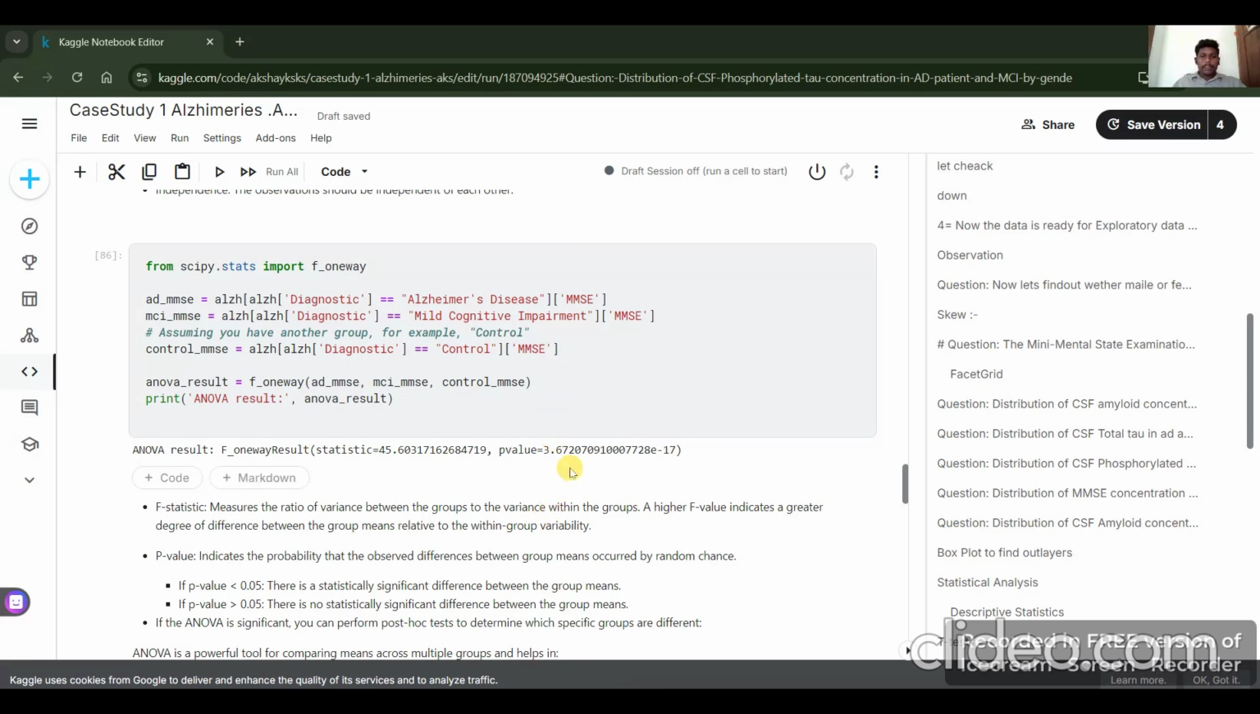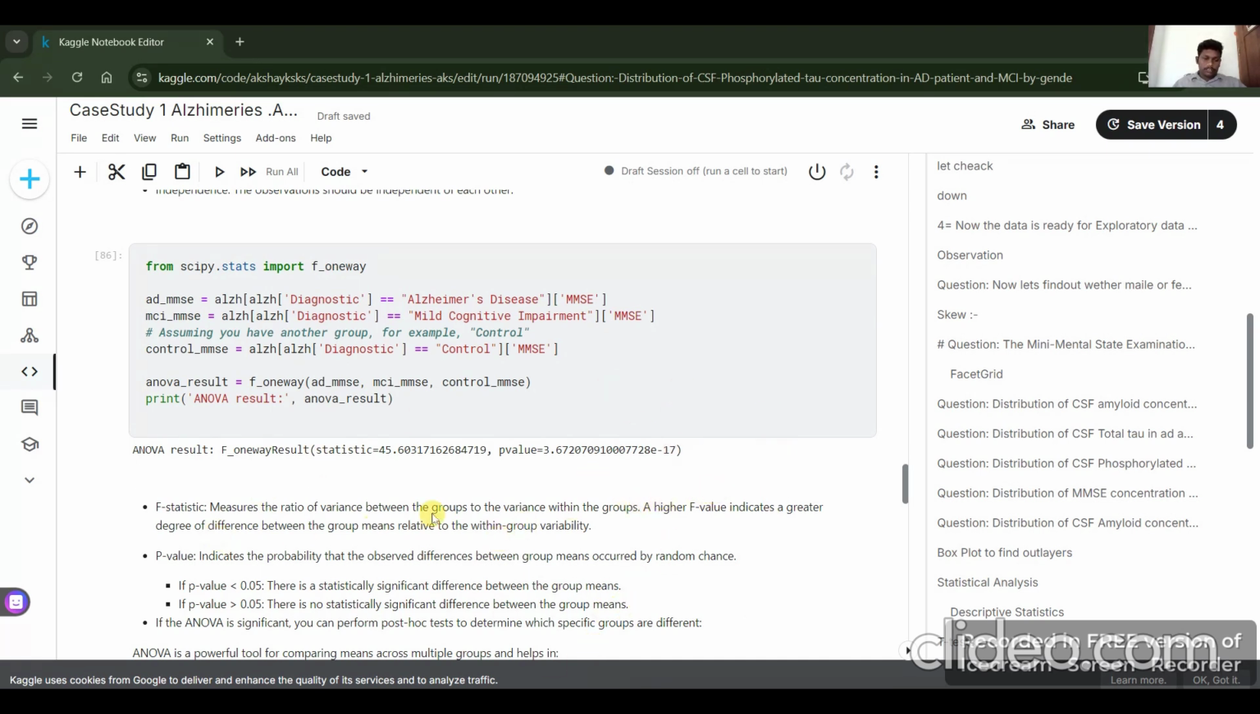The F statistic value is 45.60317162684719. Then the p-value result is 3.67272091000778. The p-value and the statistics are the ANOVA checkings.